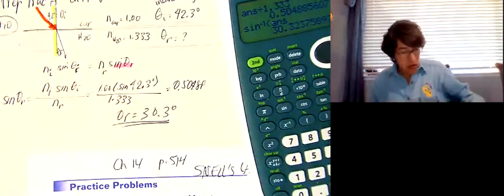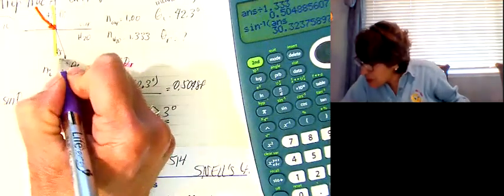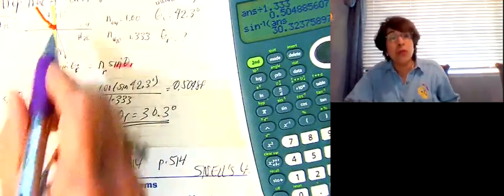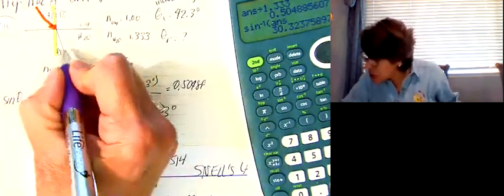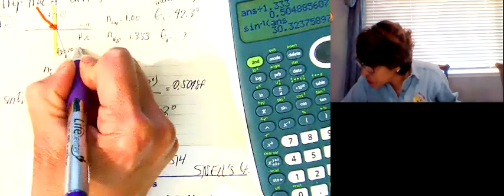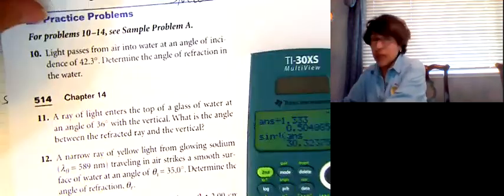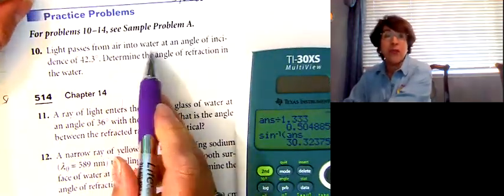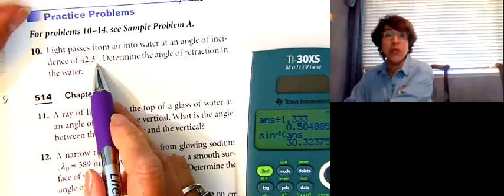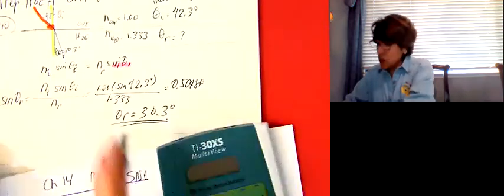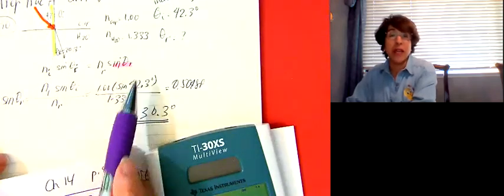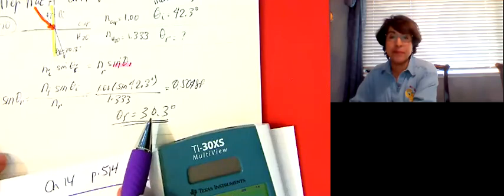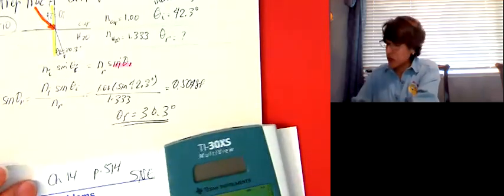So that's the answer. And now we know exactly that it bends so that it's further out, 42 degrees, and it's going to be closer into that normal line, which I highlighted as yellow. So this angle now is 30.3 degrees. I think that answers the whole question. The question asked for light passing from air to water at an angle of 42.3, what's the angle of refraction? So we just applied Snell's law and solved for the sine of the refracted angle, and then we took the inverse sine. You hear both terms, inverse sine and arc sine.